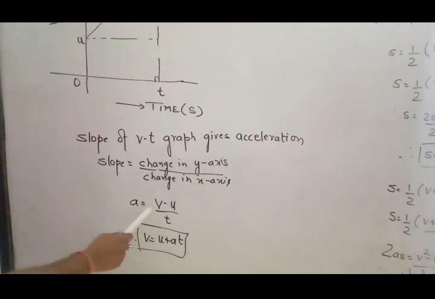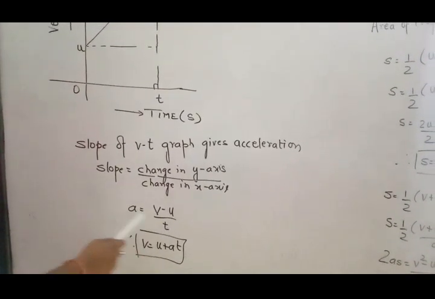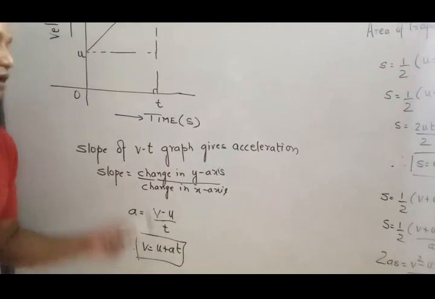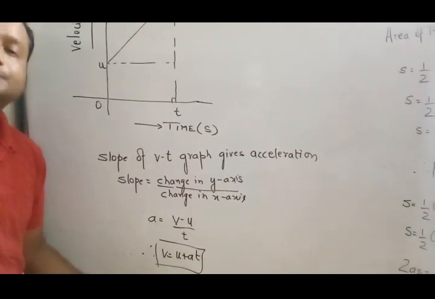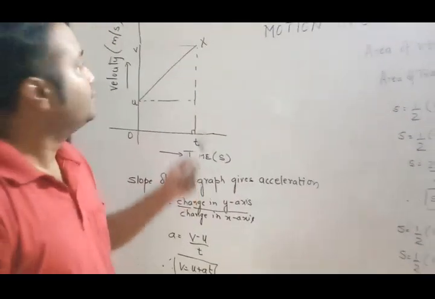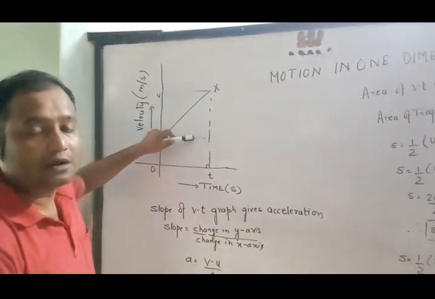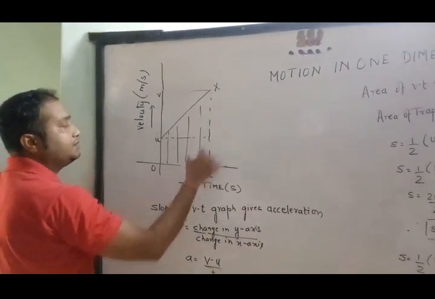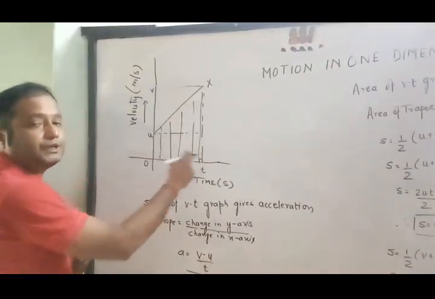So A becomes V minus U on T. On cross multiplying and simplifying, we get V equals U plus AT, which is the first equation of motion over here. Remember guys, the area of this graph under the x-axis, I'm talking about the area which falls under time, this area, which is actually a trapezium.